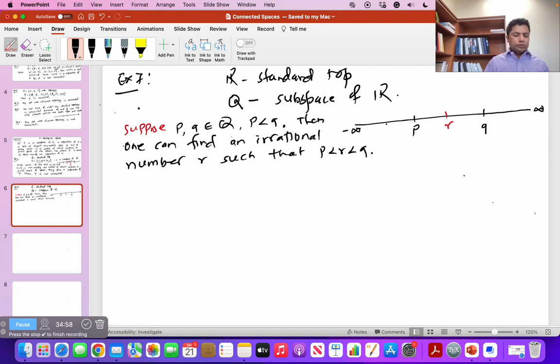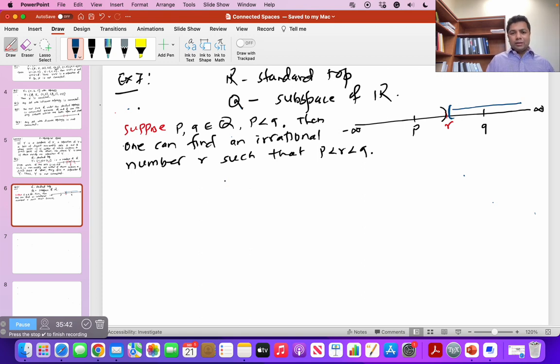Now we have these two intervals. From negative infinity to r, this is an open set in the standard topology, and we have the other one on this side, which is another open set in R. Since we are considering the subspace topology in Q and trying to find a separation of Q, we are going to use the original definition of separation: we find two non-empty open sets in Q which are disjoint, and their union is Q.